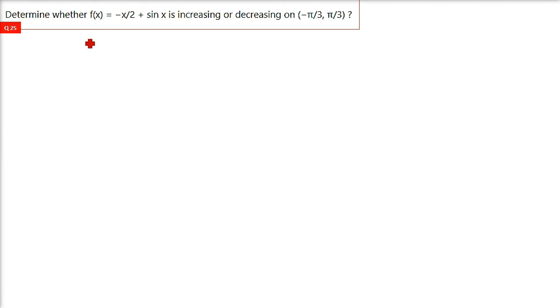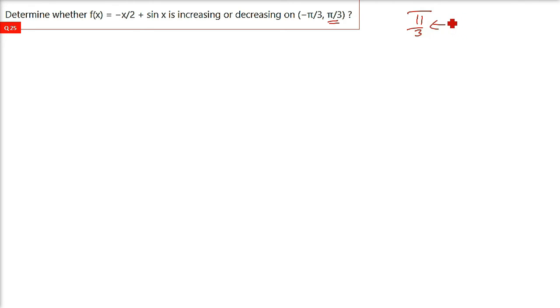Now determine whether f(x) equals minus x by 2 plus sin x is increasing or decreasing on minus pi by 3 and pi by 3. So what is this pi by 3? Those who are not able to understand, I have the responsibility to let them know also, because most of the people might know, but everyone should know. How to convert this radian into degree?